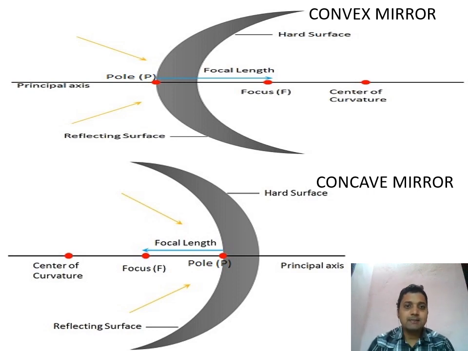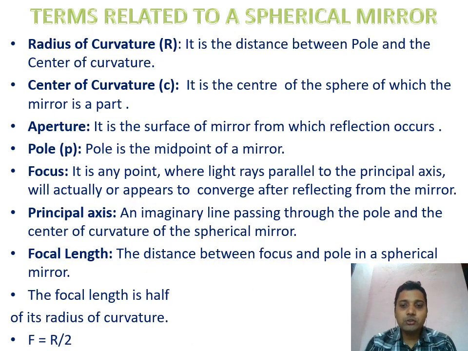So principal axis, reflecting surface, pole, focal length, focus, center of curvature. What does all this mean? What is the meaning of these terms used in a spherical mirror? Now we are going to discuss the terms related to a spherical mirror.